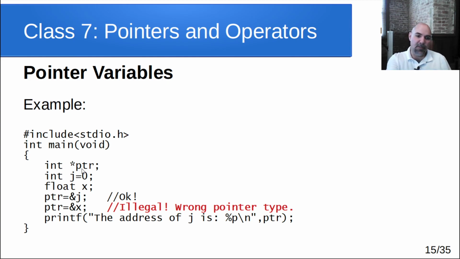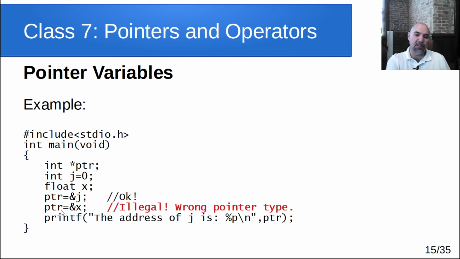And notice the same thing is true for this pointer variable. I'm not initializing it, so right now it just has some garbage, whatever happened to be in that space of memory in there. Now, looking down here, PTR equal address of J, that's okay because I have an integer pointer. I'm putting an address of integer data into it. That'll compile just fine, no errors, no warnings.